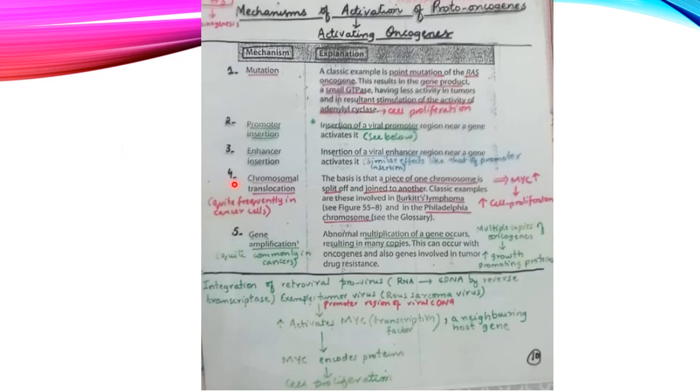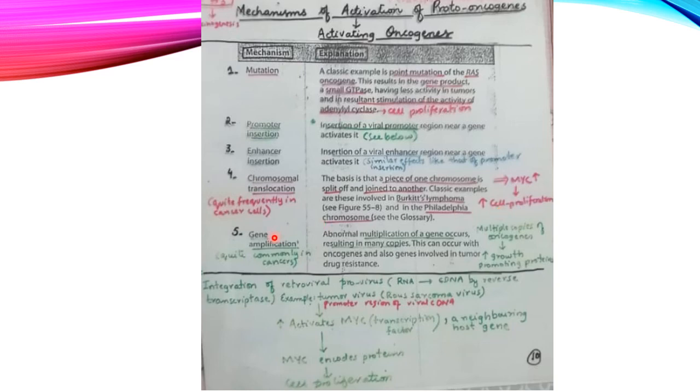The fourth most important mechanism is chromosomal translocation, which is seen quite frequently in cancer cells. In this mechanism, there is translocation of one piece of chromosome to another, and it may be involved in the pathogenesis of Burkitt's lymphoma, which is the cancer associated with B cells, and in the pathogenesis of Philadelphia chromosome, which is the genetic abnormality associated with chromosome number 22. Chromosomal translocation also results in activation of MYC gene, which may induce cellular proliferation, ultimately leading to cancer.